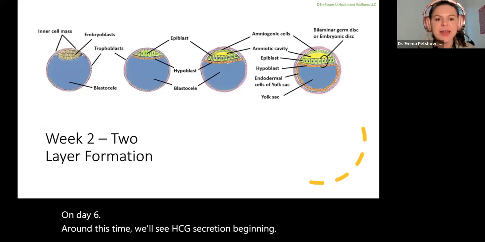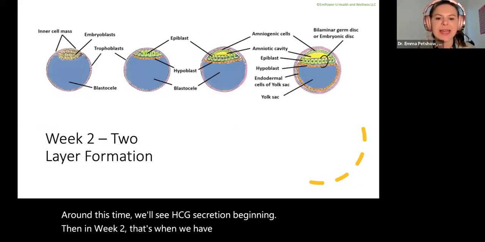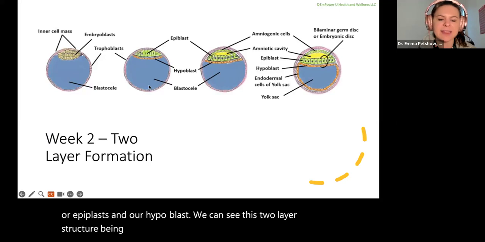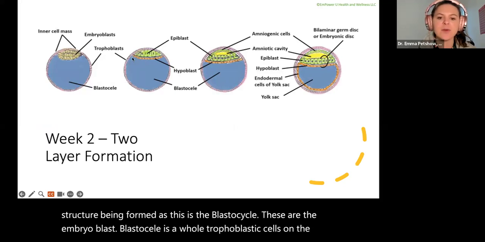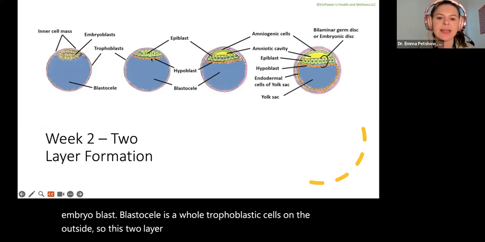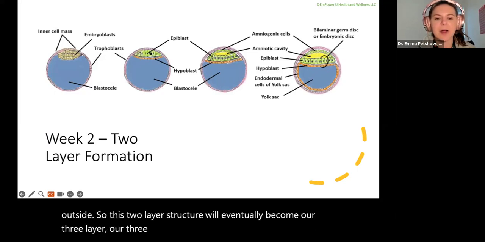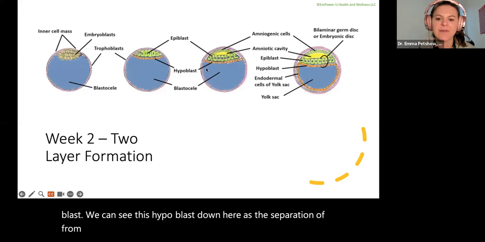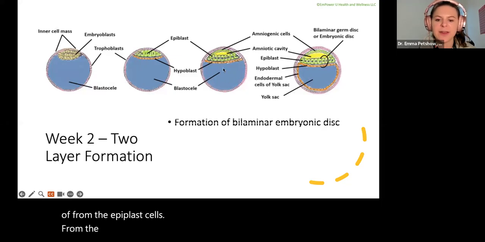Then in week 2, that's when we have our separation into 2 layers, our epiblast and our hypoblast. We can see this 2-layer structure being formed as this is the blastocele. These are the embryoblast. Blastocele is a hole, with trophoblastic cells on the outside. So this 2-layer structure will eventually become our 3 germ layers. Our epiblast and then hypoblast, we can see this hypoblast down here as the separation of the epiblast cells from the actual blastocele itself.